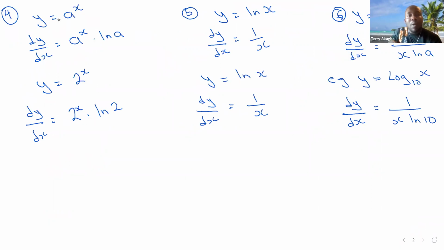And the second one we talked about was when we have index. So for instance, we have y is equal to a raised to power x, and you differentiate this, it will be a raised to power x ln a. So if you have y equals 2 raised to power x, it's going to be 2 raised to power x ln 2. If it's 3 raised to power x, it will be 3 raised to power x ln 3. And we have y is equal to ln x, same thing with 1 over x, and y is equal to log_a x, it will be 1 over x ln a.